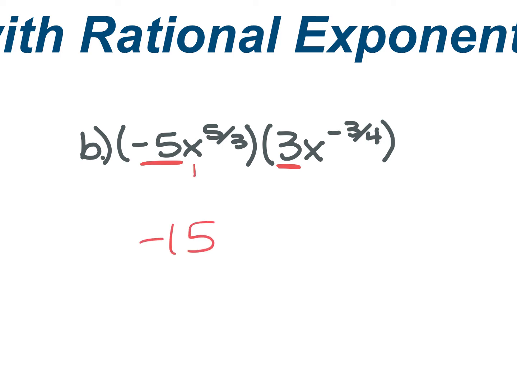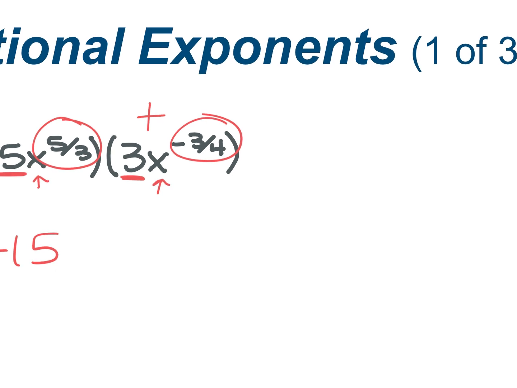Then I have an x here and an x here. And we're multiplying these two together, correct? Okay, so if you're multiplying, what do you do to the exponents? You add them. Well, isn't this peachy? 5/3 plus a negative 3/4.